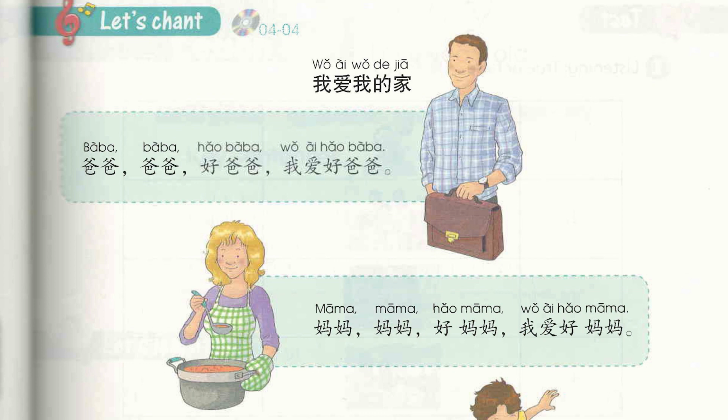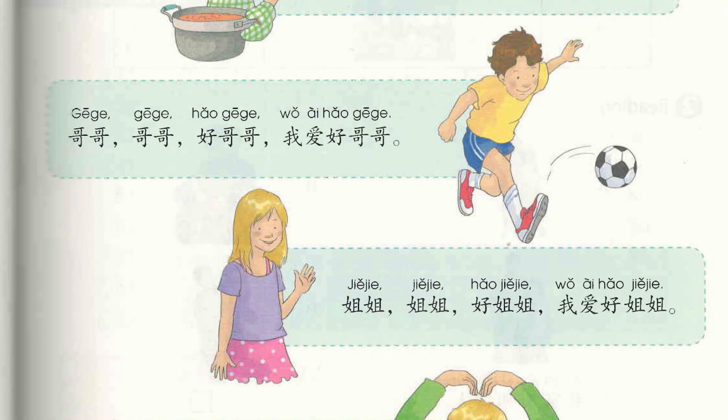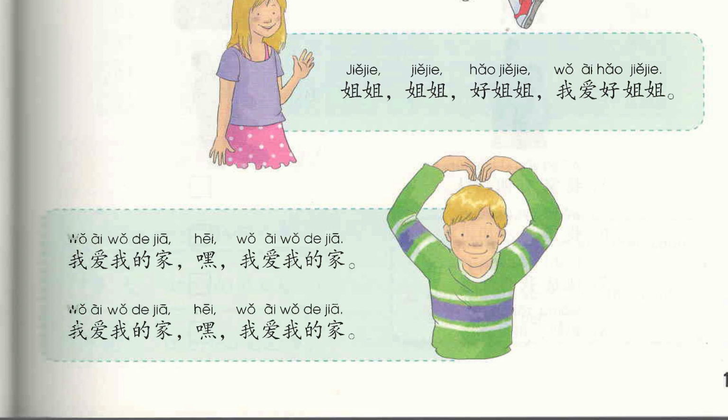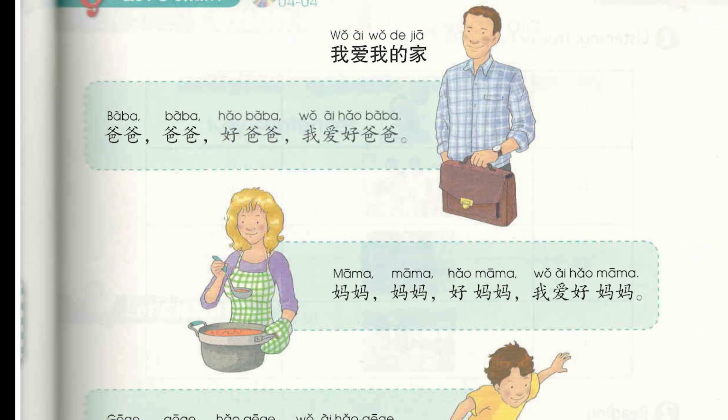Now let's read another. 我爱我的家。That means I love my family. 爸爸，爸爸，好爸爸，我爱好爸爸。妈妈，妈妈，好妈妈，我爱好妈妈。哥哥，哥哥，好哥哥，我爱好哥哥。姐姐，姐姐，好姐姐，我爱好姐姐。我爱我的家，嘿，我爱我的家。Now let's listen to the audios.